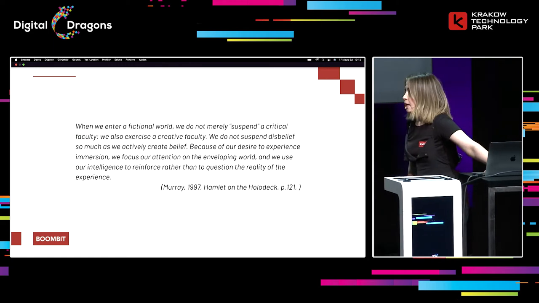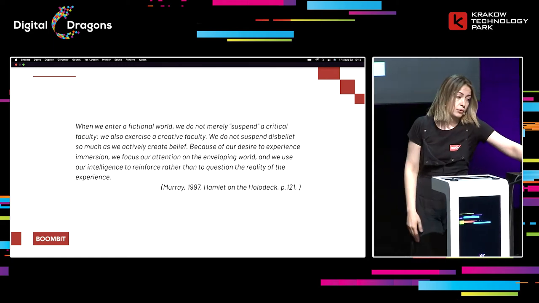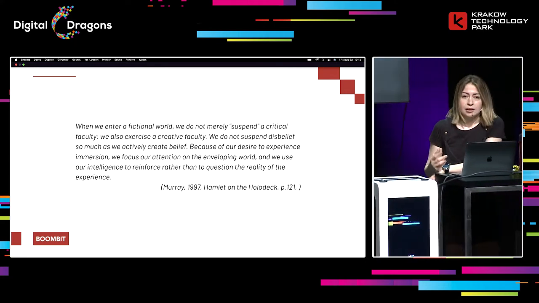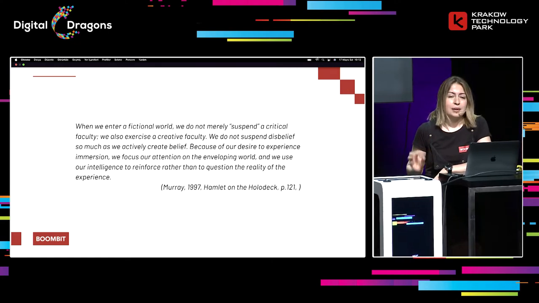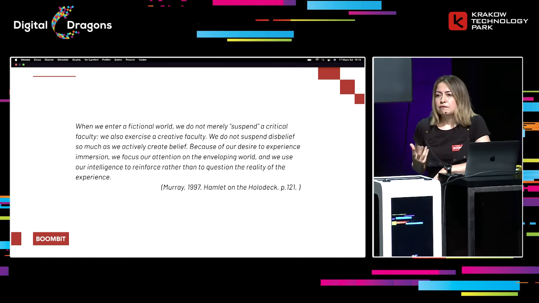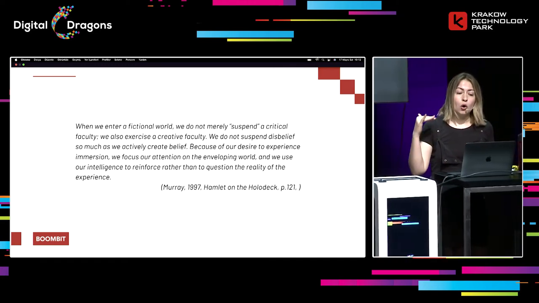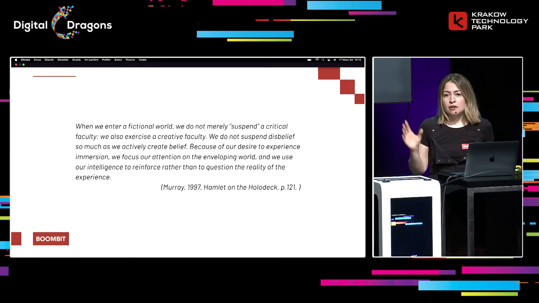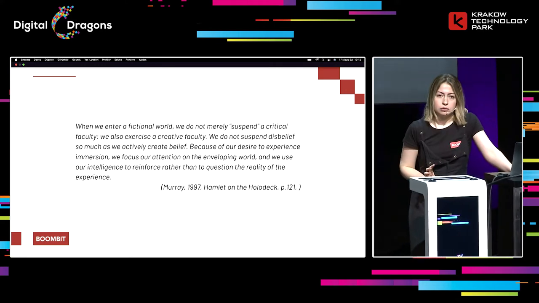In order to do that, we should read these quotes so that we understand what we are exactly talking about. When we enter a fictional world, we do not merely suspend a critical faculty. We don't just stop judging. We also exercise a creative faculty.